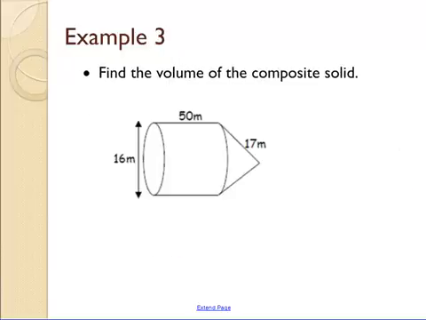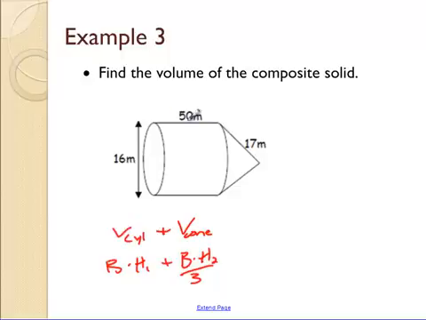Example 3, we have two shapes. We have a cylinder and we have a cone. So volume of a cylinder plus volume of a cone. This one is area of the base times the height, plus this one is area of the same base times the new height divided by 3. So let's number those 1 and 2.